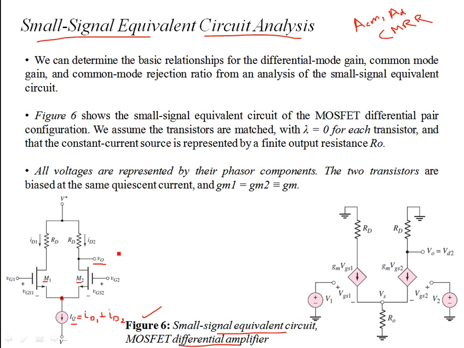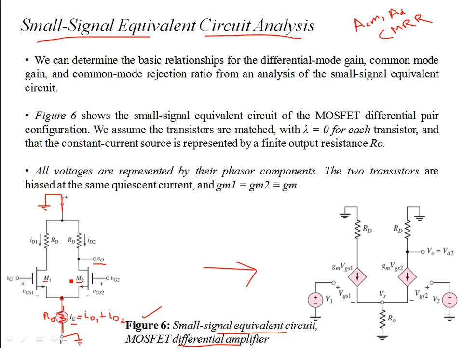To derive the AC equivalent circuit, you go ahead and just kill the sources. For example, both the positive and negative supplies are replaced by grounds. You don't have any more DC sources, and the current source is replaced by a finite output resistance R0. You can see it on the right hand side: this is the AC equivalent circuit consisting of the small signal models.